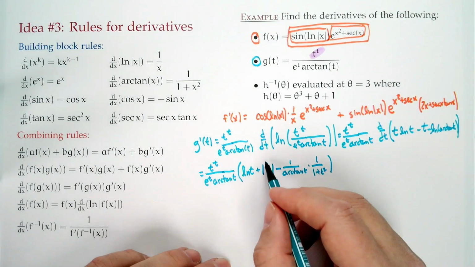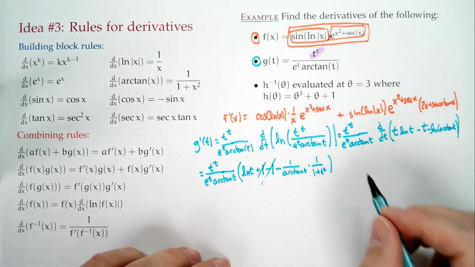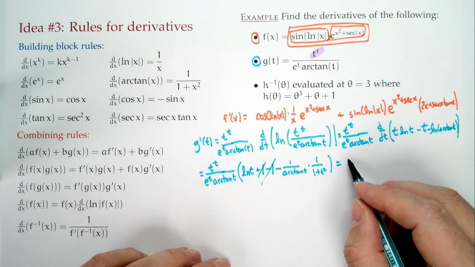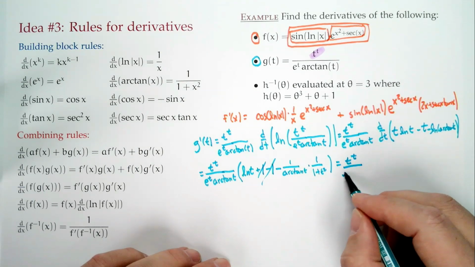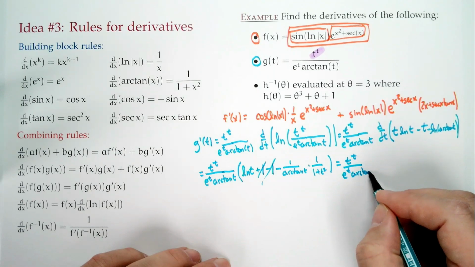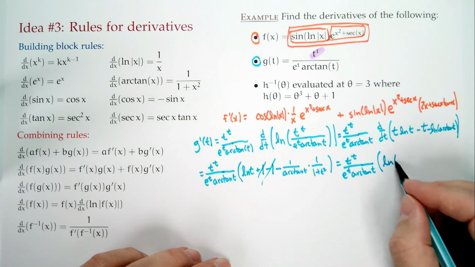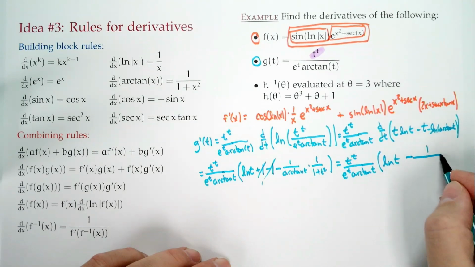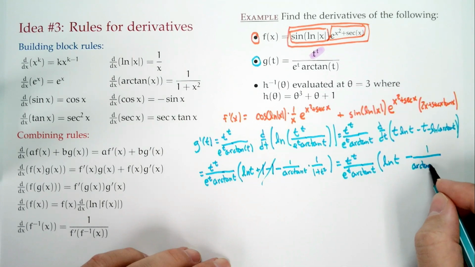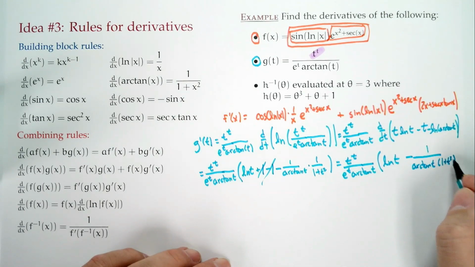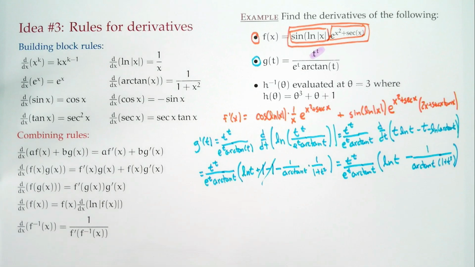Now in this case, we get a little bit of cancellation, which is kind of nice. So we can say that our final answer is t to the t over e to the t arctangent of t, and then we have times that by log of t minus 1 over arctangent of t times 1 plus t squared. And there's our answer. Cool. So for this one, and for many problems, it's really more about being patient. Work the problem. Work the problem. And then you'll be fine.